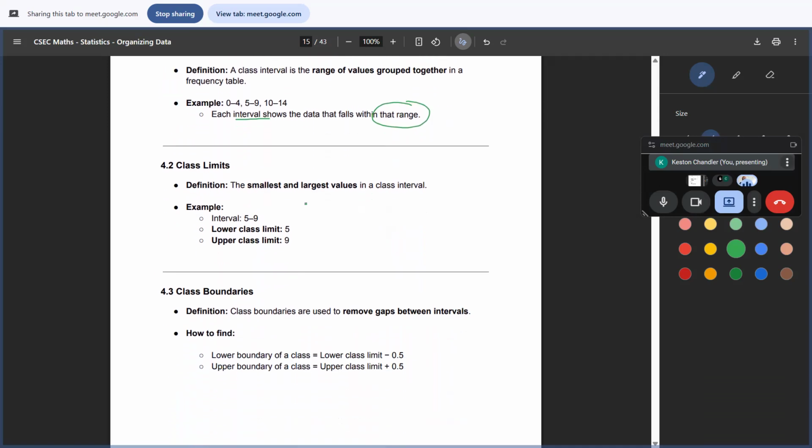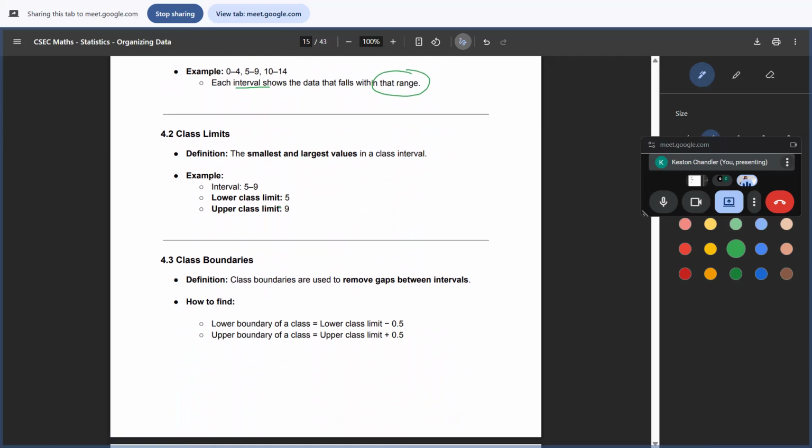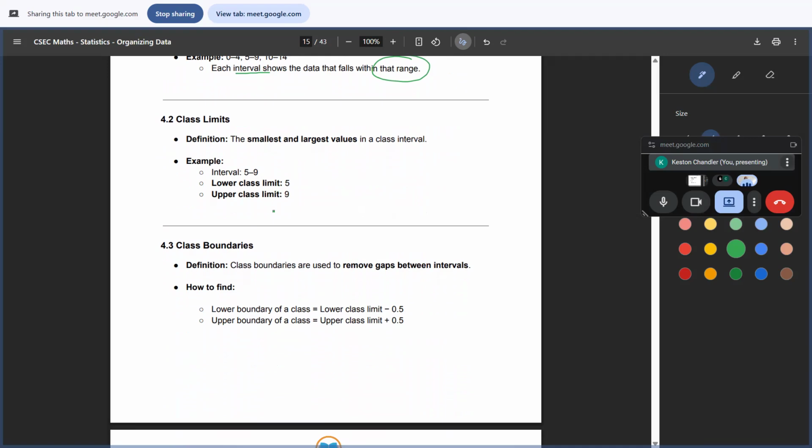Now, in a class interval, we have limits. We have the smallest and largest values in the class interval, which we refer to as limits. So the interval 5 to 9 has a lower class limit of 5 and an upper class limit of 9. Right? These are the limits. Now, limits are not to be confused with this other one called boundaries.